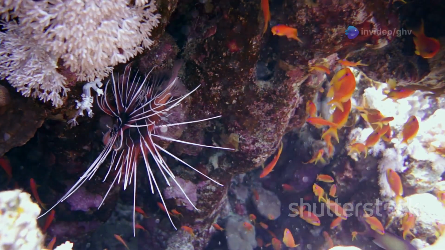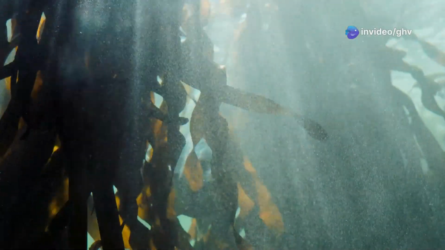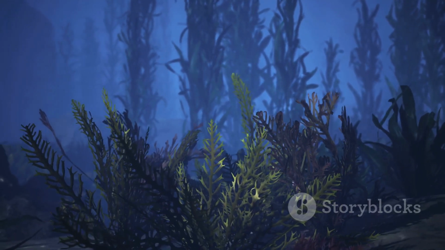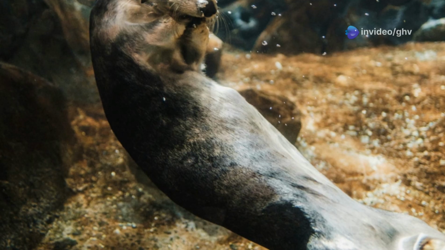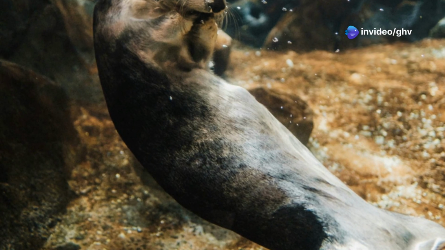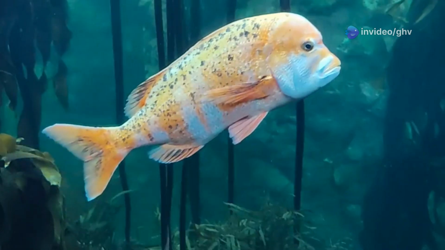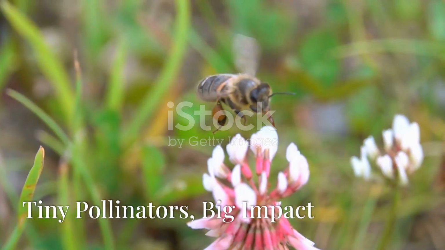kelp forests. Kelp forests provide vital habitat for a wide range of marine life, from fish and invertebrates to seabirds and marine mammals. They also absorb carbon dioxide from the atmosphere, playing a role in mitigating climate change. When sea otters are present, they control sea urchin populations, allowing kelp forests to thrive. This delicate balance ensures the survival of countless species and the health of the entire ecosystem.